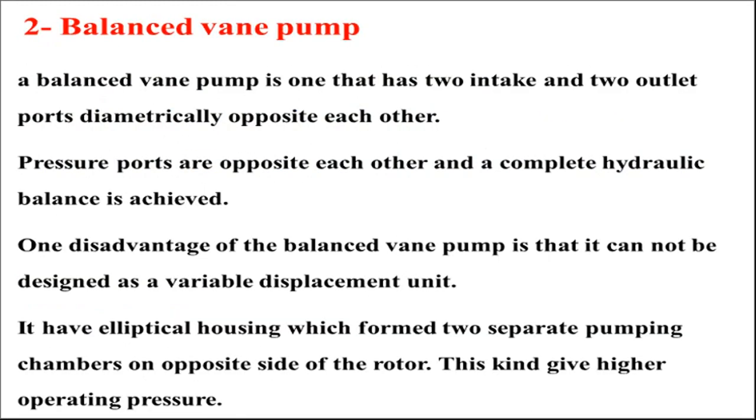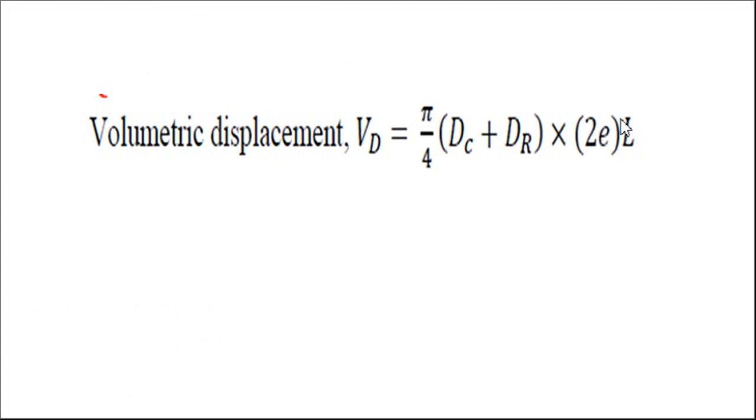So this is a formula. In this formula, E stands for the eccentricity of the rotor with respect to the casing, L is the length of the vane, and DC and DR are the diameters, the center diameter and the radial diameter, which we are going to use in this case.